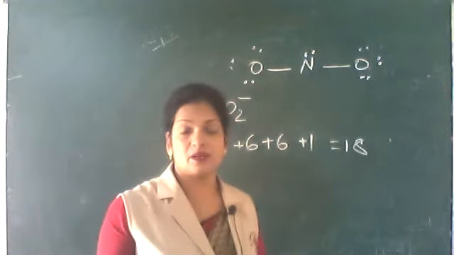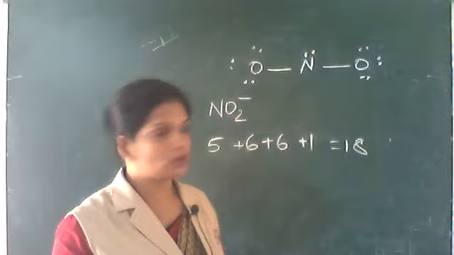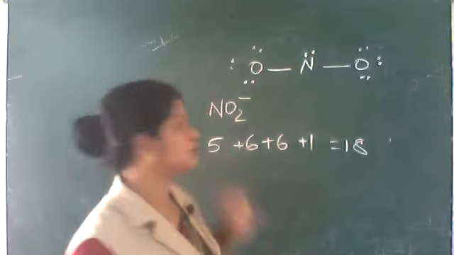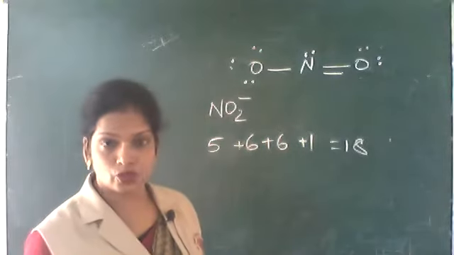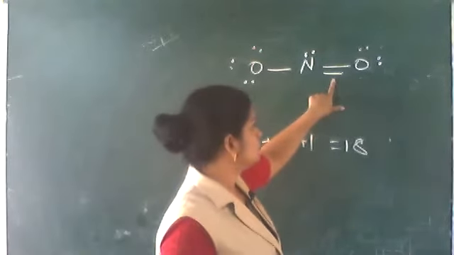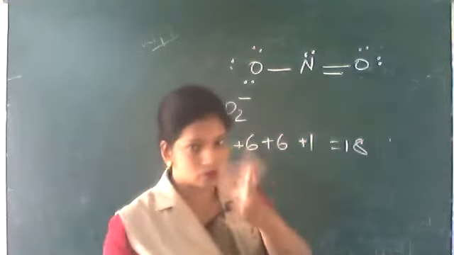But around nitrogen only 6 electrons are there. So what to do? Either you pull 2 from that side or you pull 2 from this side. So I am pulling from that side. Now nitrogen is also happy. I told you, oxygen with 2 bonds, no charge. Nitrogen with 3 bonds, no charge.